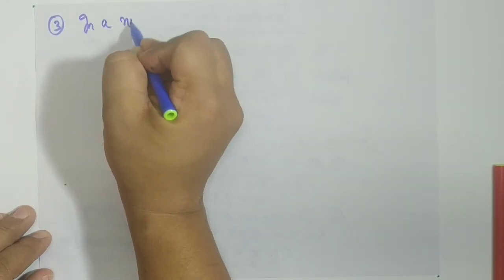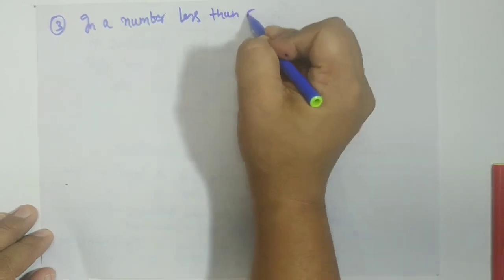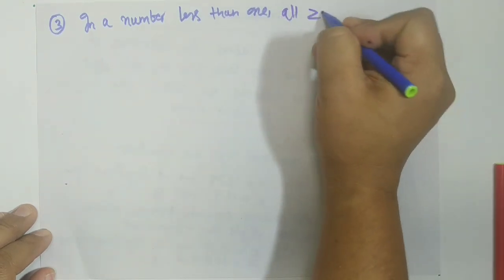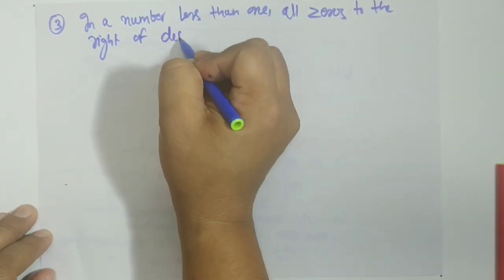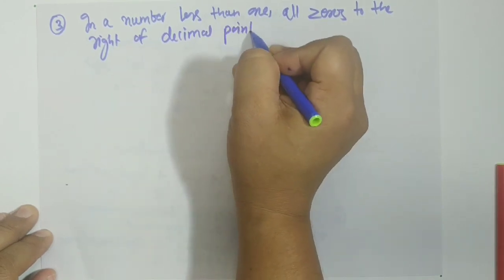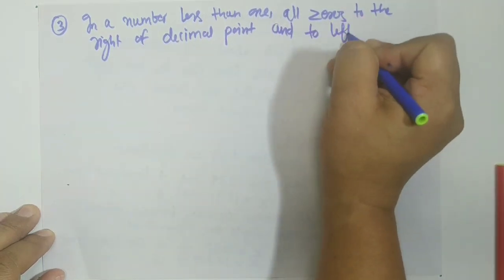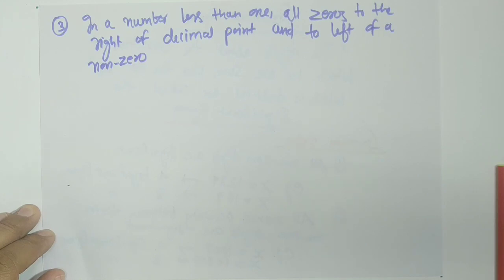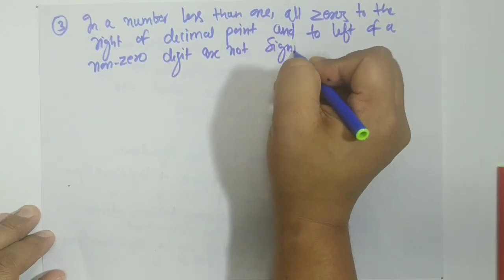The third one is that in a number less than 1, all zeros to the right of the decimal point and to the left of a non-zero digit are not significant. Remember, not significant.